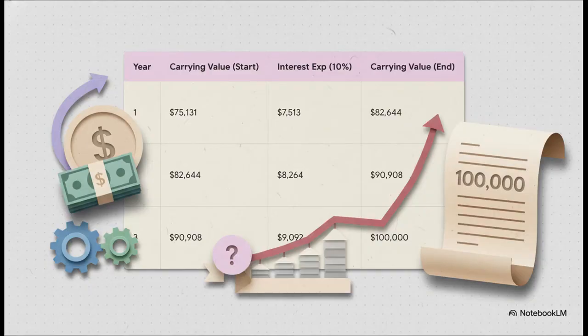This schedule is simply the roadmap for how we systematically recognize that hidden interest. Each year, we calculate the interest expense, but we do it based on the note's carrying value, not its face value. That interest then gets added back to the liability, which makes it grow, or amortize, over time until it perfectly hits that $100,000 face value right when it's due.